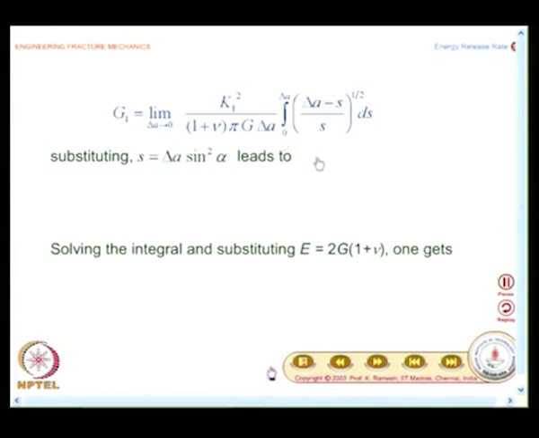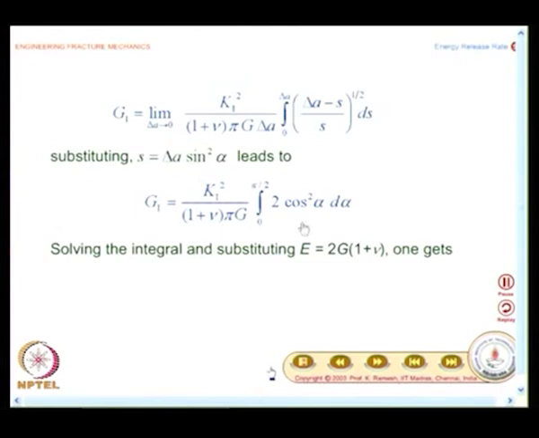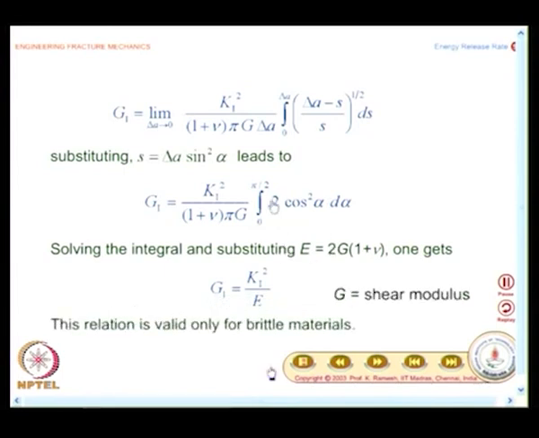Please take a minute and then try to do this. When I substitute for delta A sin squared alpha, the expression reduces to integral 0 to pi by 2, instead of 0 to delta A, it changes to 0 to pi by 2, and the whole expression including this delta inside, you will have this as 2 cos squared alpha d alpha. So, this can be integrated and you can find the answer, absolutely there is no problem. So, when I do this, it will be nothing but 1 plus cos 2 alpha and then substitute the limits, it would be simply pi by 2, and when you do this simplification, I get a final expression G 1 equal to k 1 squared by E.